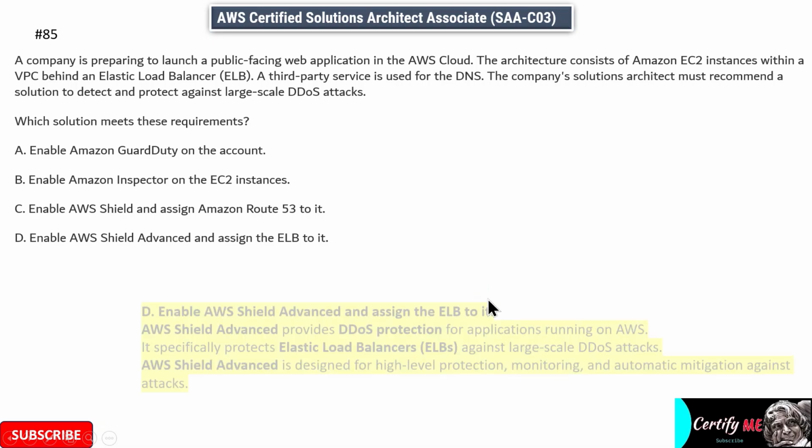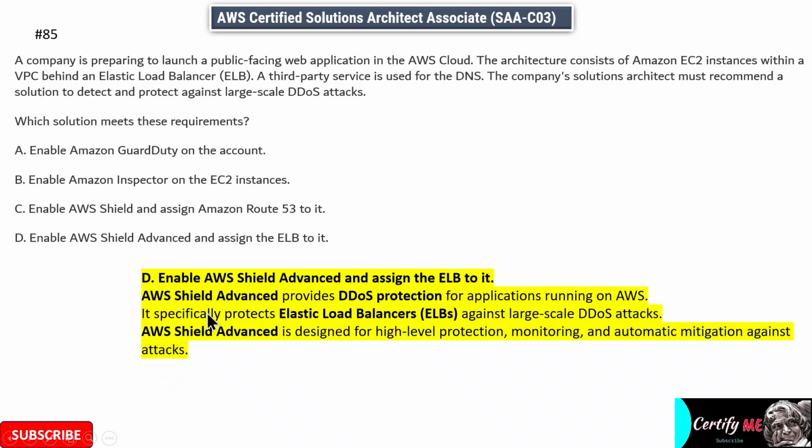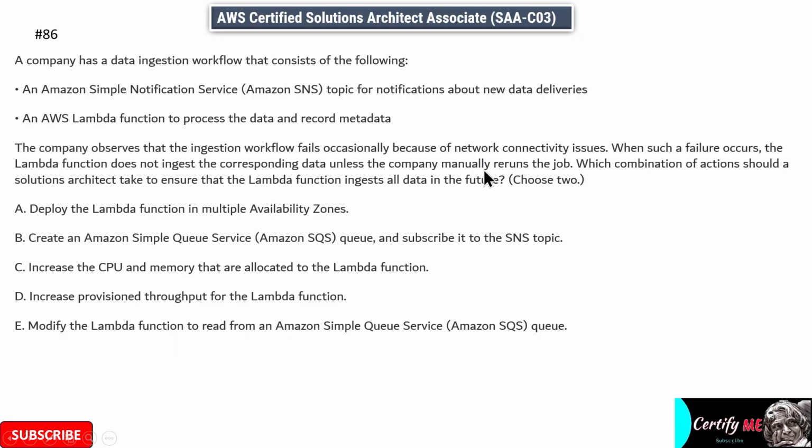The correct answer is option D. AWS Shield Advanced provides DDoS protection for applications running on AWS. It specifically protects Elastic Load Balancers against large-scale DDoS attacks. AWS Shield Advanced is designed for high-level protection, monitoring, and automatic mitigation against attacks. Next question.